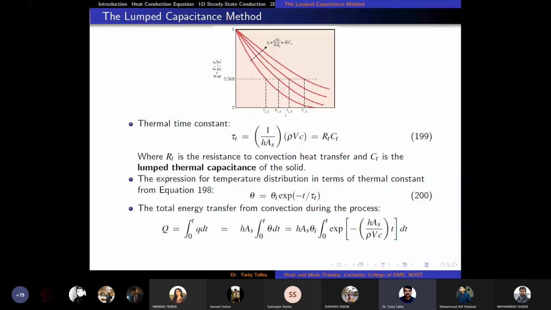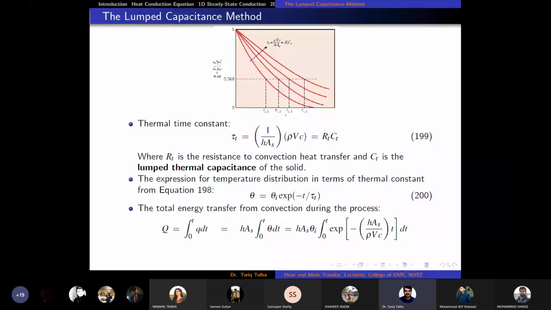Is that right, Minahil? Yes, sir. So it means that if this quantity, the product of mass into C, is large, then if we want to vary its temperature, we need more heat transfer, right? Rho V into C. So that is the concept of thermal capacitance. That is the ability of a material to store energy.